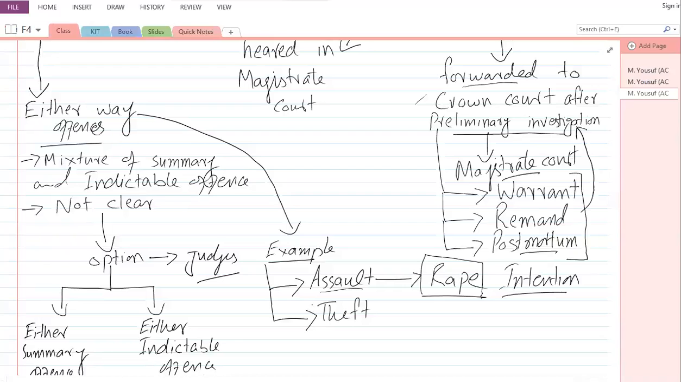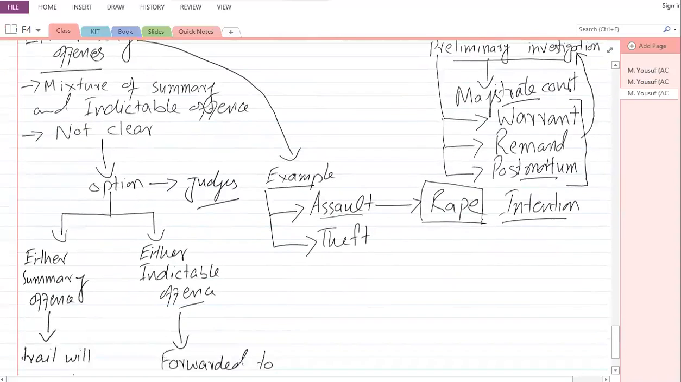As we are not clear, the judge will decide whether he will treat it as either way summary or either way indictable. If he treats this case as either way summary, the trial will start in magistrate court. And if the judge thinks that this is not only assault, it will have an element of rape in it, and it will be discovered later on, then he will consider it as an either way indictable offence, and he will forward this case to Crown Court. So I hope you will be clear on it.